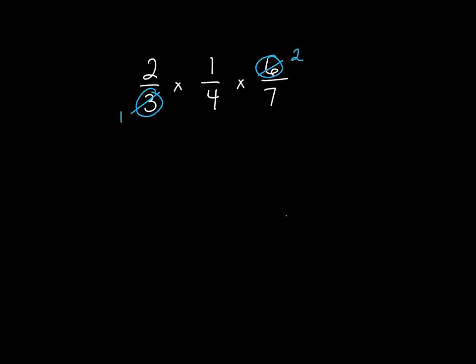Now, we can't use the 6 again. It's crossed off. It's gone forever. We can use the 2 with the 4. Those can both be divided by 2. 2 divided by 2 is 1. 4 divided by 2 is 2. And we still have this 2 here with that 2. Those can both be divided by 2. That becomes 1. That becomes 1.